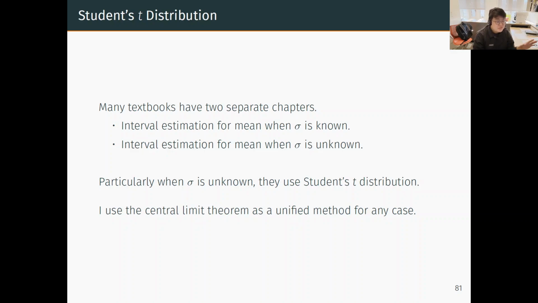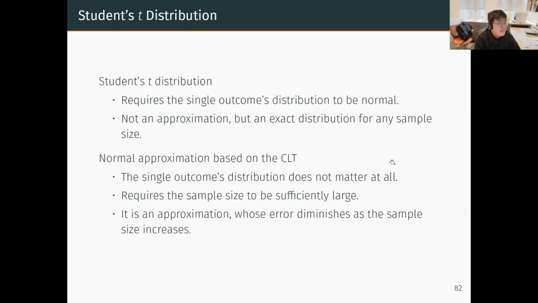So under the central limit theorem, you don't need the student t distribution. You can show that the student t distribution can also be approximated by a normal distribution. So it's old school theory and requires more restrictive assumptions. So I don't use it at all. The student t distribution requires that the underlying distribution must be normal. It's not an approximation, which is good, but it does not depend on sample size.